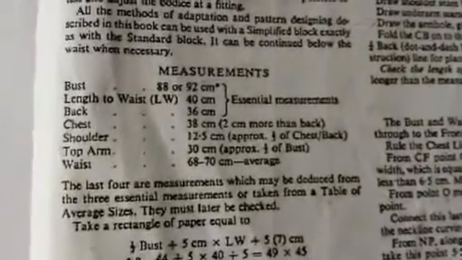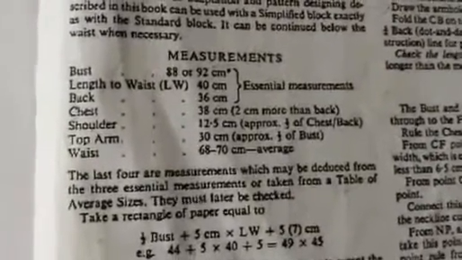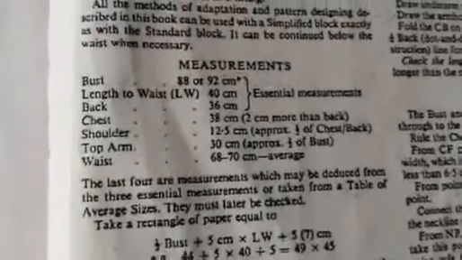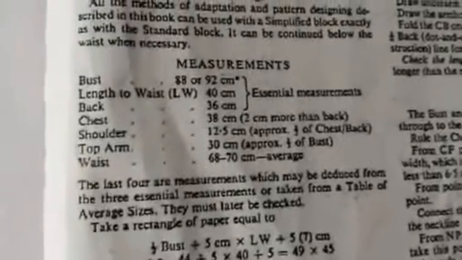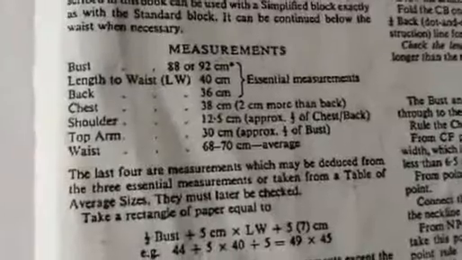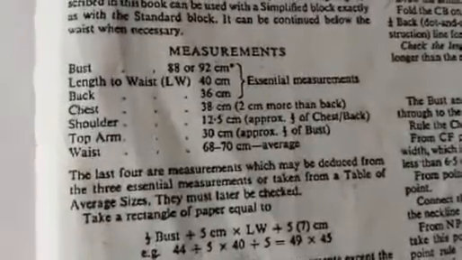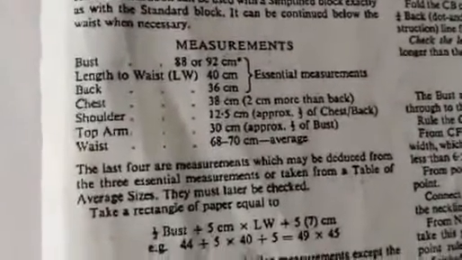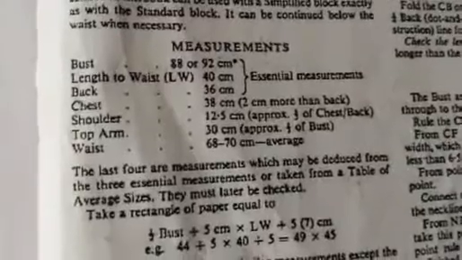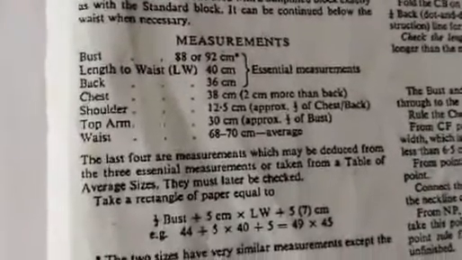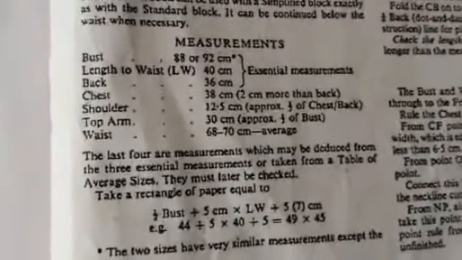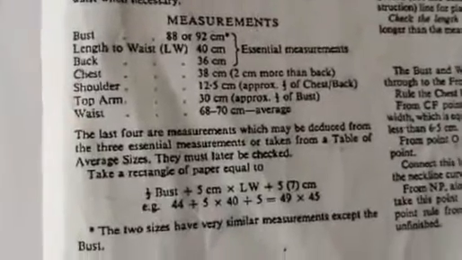So these are the measurements that we'll be working with. Bust 88 cm, we are using 88 cm. The length to waist is 40 cm. The back is 36 cm. The chest is 38 cm. The shoulder is 12.5 cm. The top arm is 30 cm, and the waist is 68 to 70 cm on average.